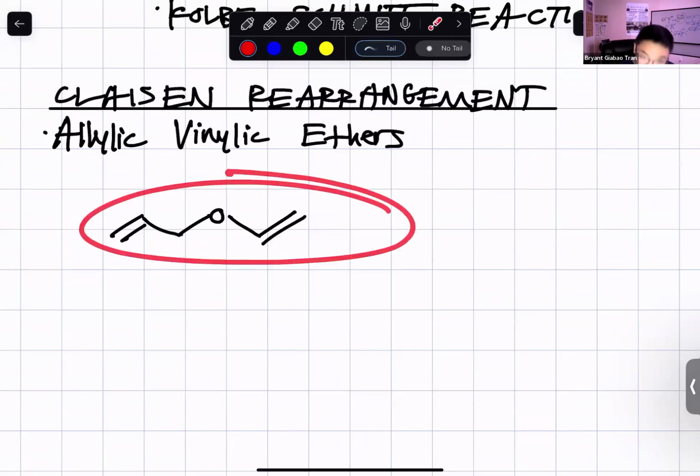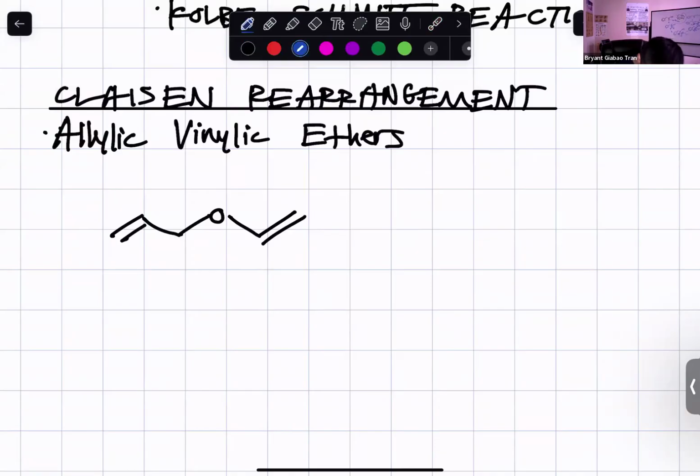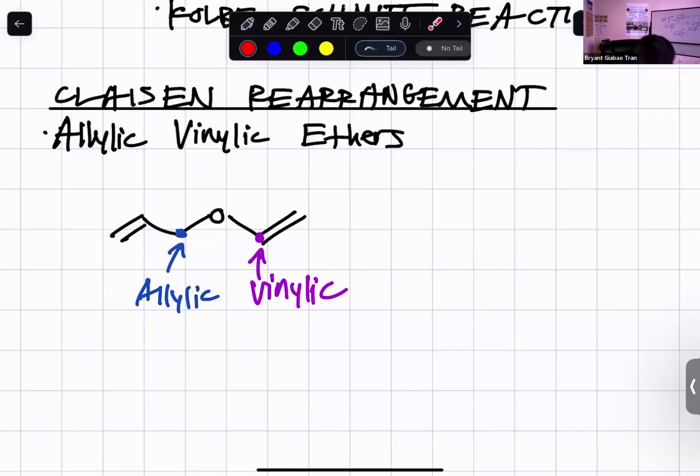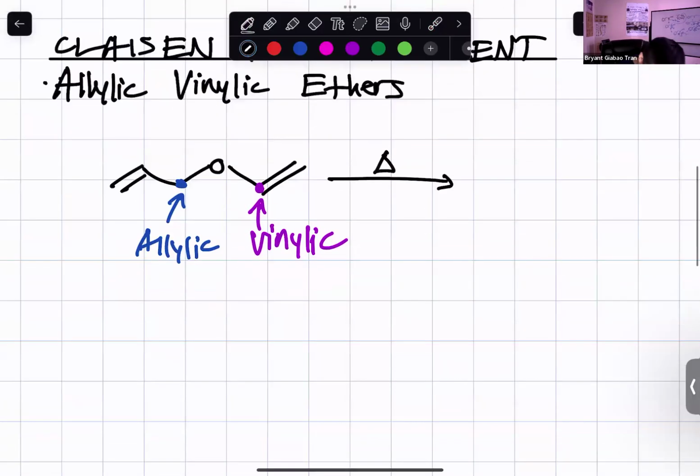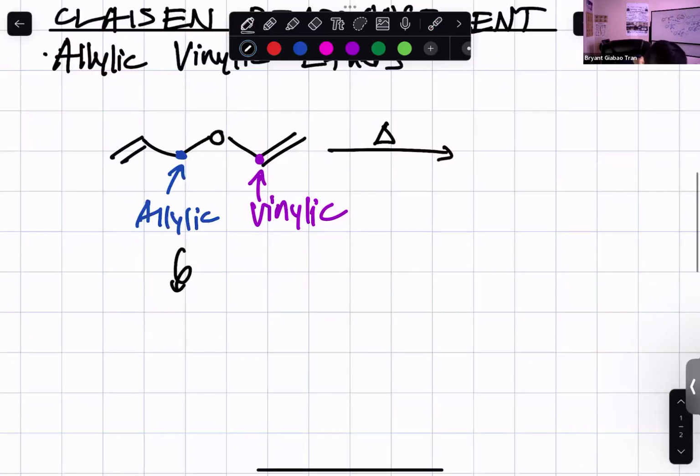Where this is an ether right here. This is the allylic position. This is the vinylic position. So this is why we call this an allylic vinylic ether. The reagents that you'll see for Claisen rearrangement is just heat, some high temperature. I'm going to redraw this allylic vinylic ether in a way that is going to be easy for us to draw the mechanism, like this.